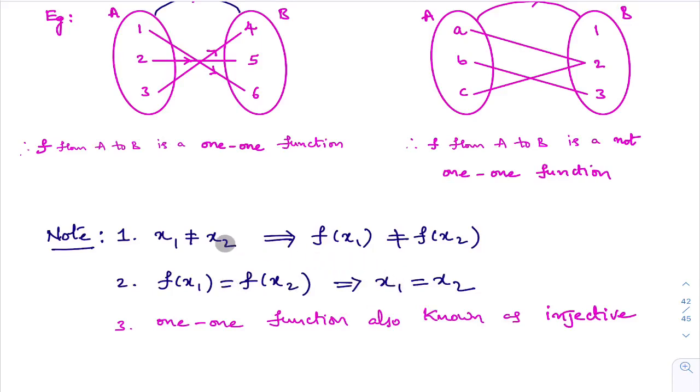You know the contradiction method, the contrapositive of a conditional statement. If P implies Q is the statement, what is its contrapositive? Its contrapositive is negation of Q implies negation of P, correct? You know that the contrapositive statement and the given conditional statement are logically equivalent.